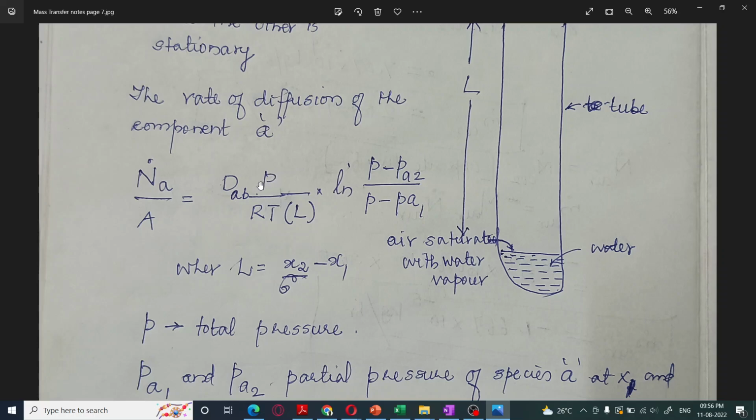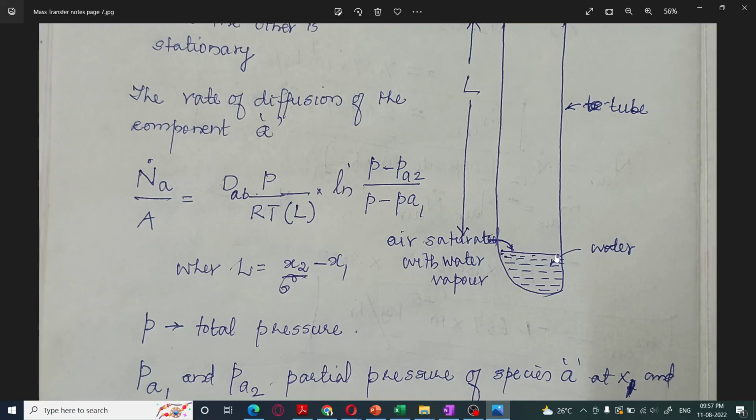Here this is the total atmospheric pressure. This is the binary diffusion coefficient of water in a mixture of water vapor and air, and this is the rate at which water is evaporated into or diffused into dry air, given by number of moles of water per meter square. So this is flux. And R bar is 8314, T is the temperature in Kelvin and L is the distance.